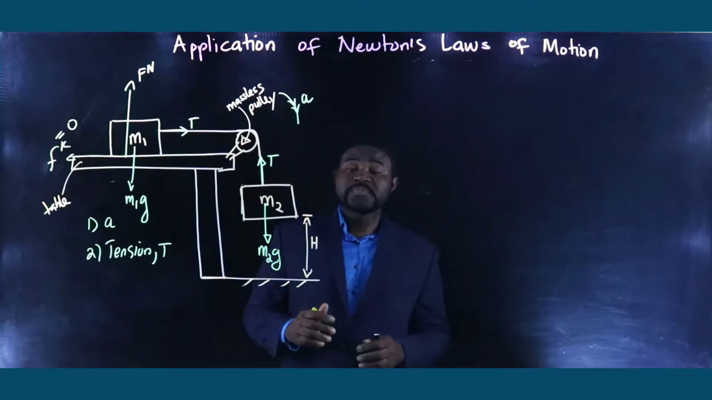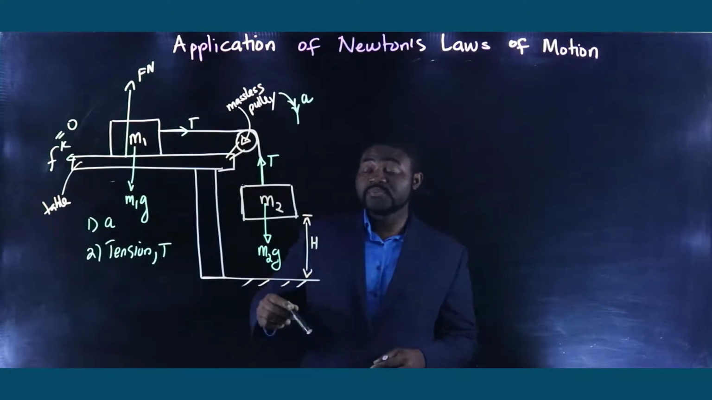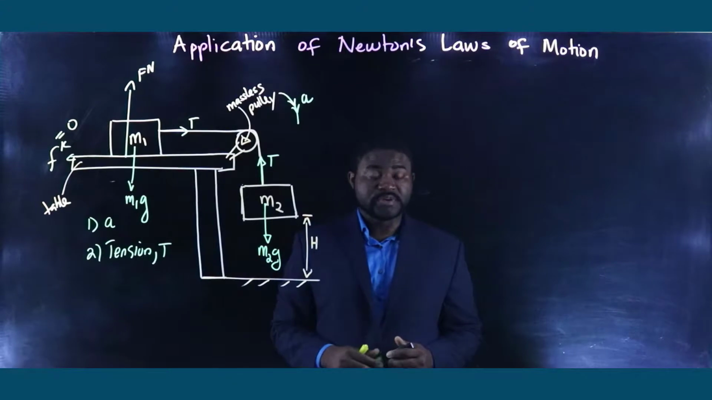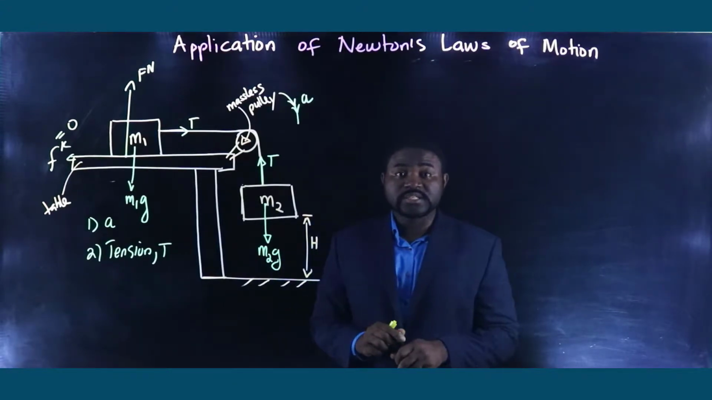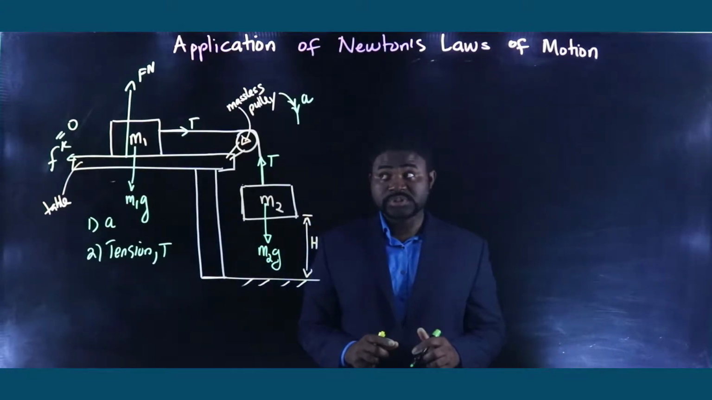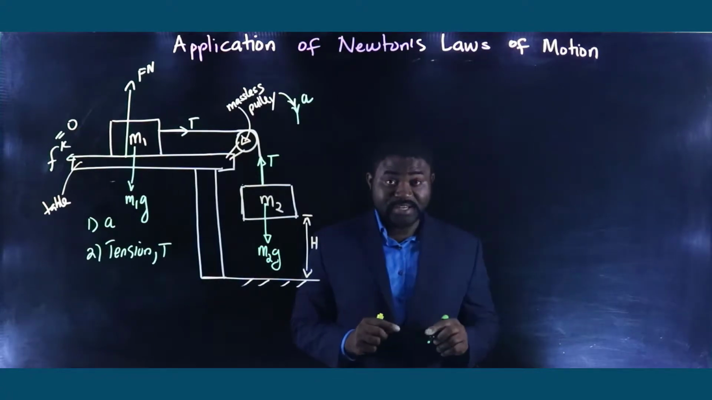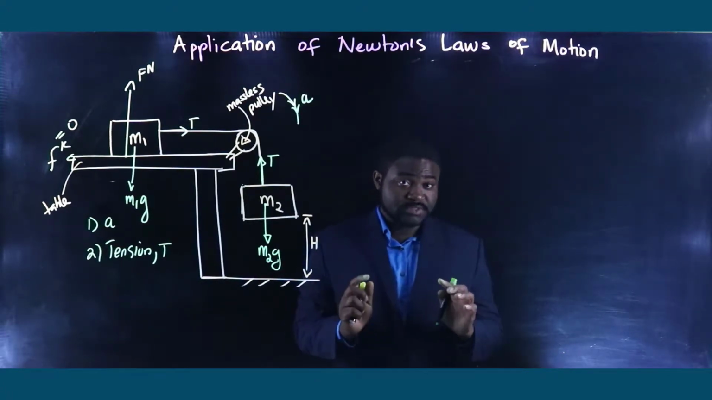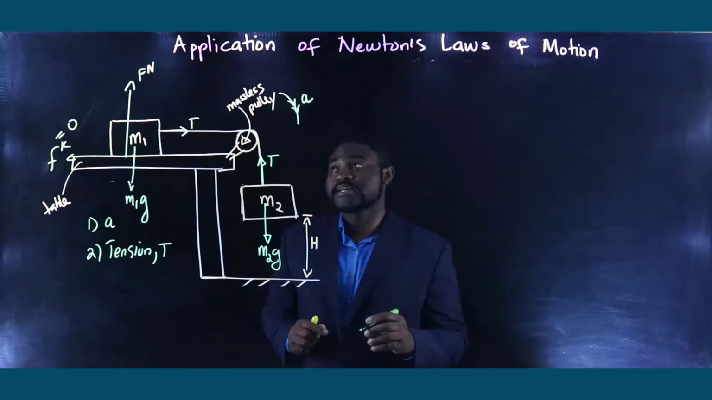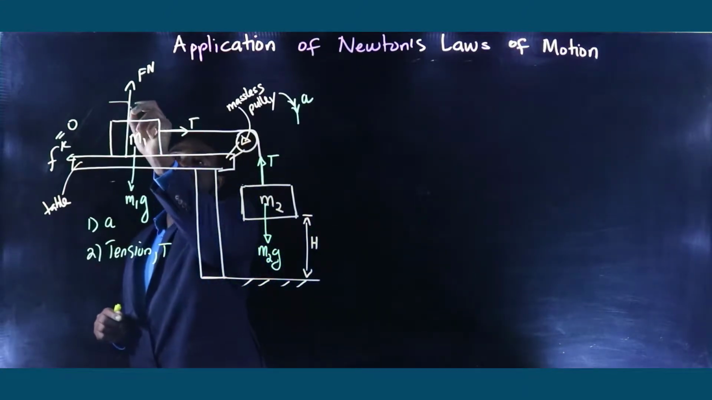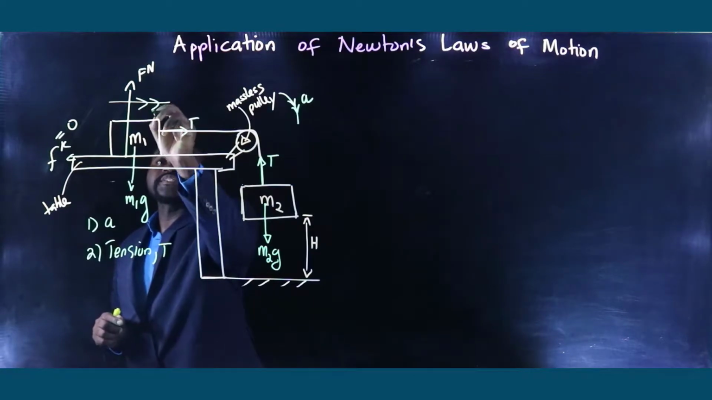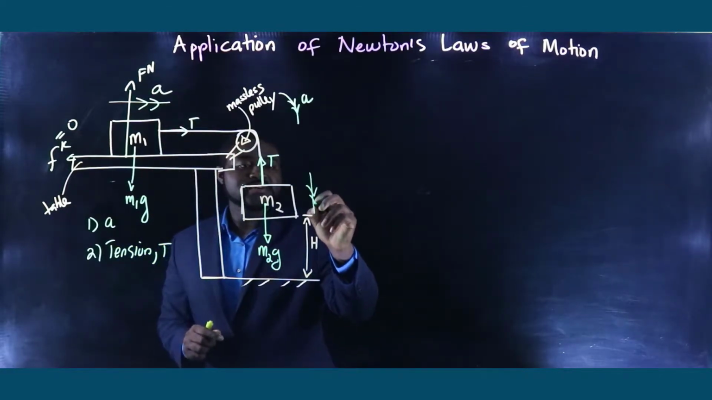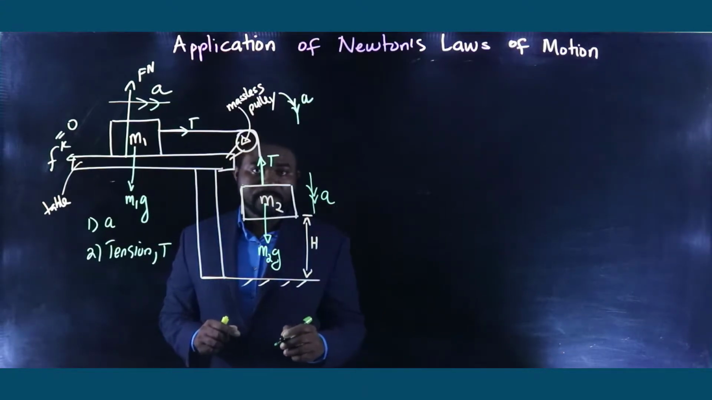So we will apply Newton's second law for block 1 separately and for block 2 separately. Now I'm going to take the direction of motion to be positive. Let me say that again. I will take the direction of motion to be positive, which means that M1 is accelerating in this direction with an acceleration A, and M2 is accelerating in this direction with an acceleration A.